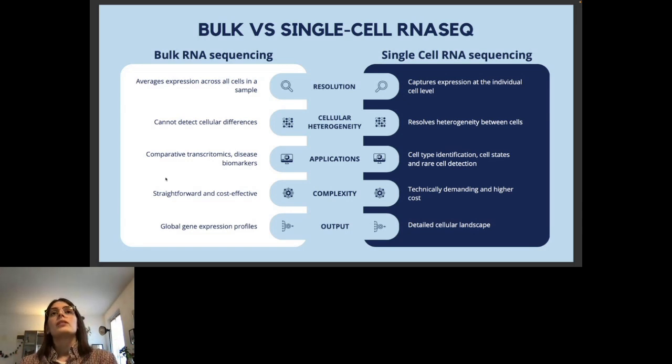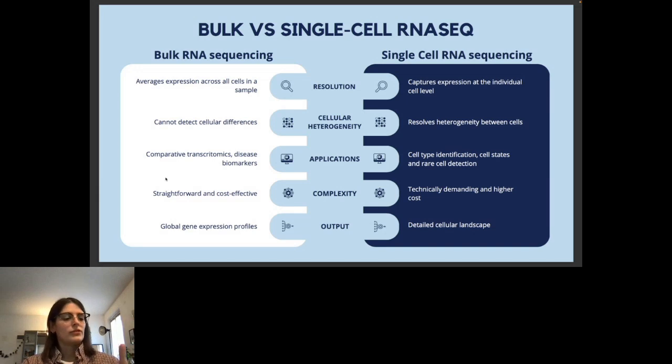So, for example, what in terms of resolution? Bulk RNA-seq gives us information regarding the average expression of transcripts in all cell types that we are studying, whereas the single cell captures the expression at individual cell level, and so we can have information about cell types. Regarding cellular heterogeneity, bulk RNA-seq cannot detect cellular differences because we have a mixed signal, whereas single cell resolves heterogeneity between cells, and we will see later how to do that.